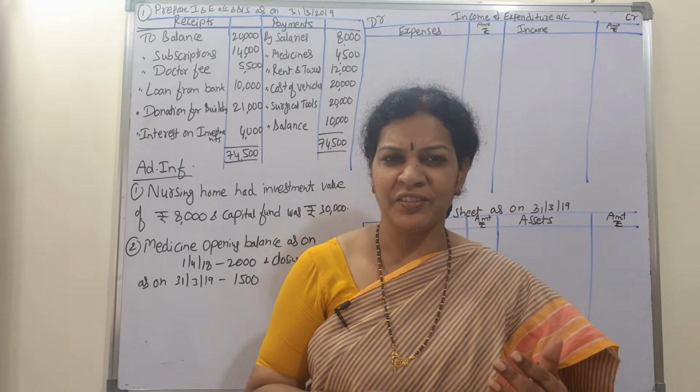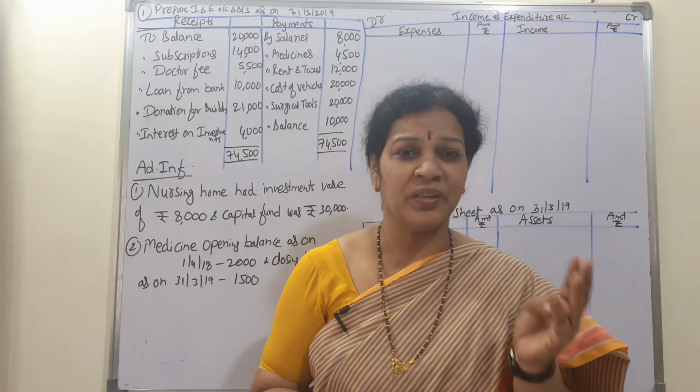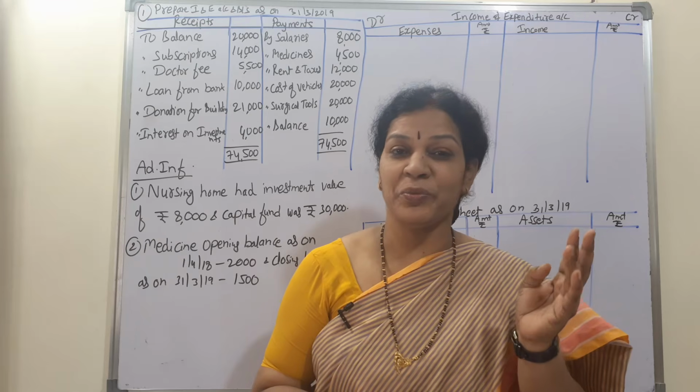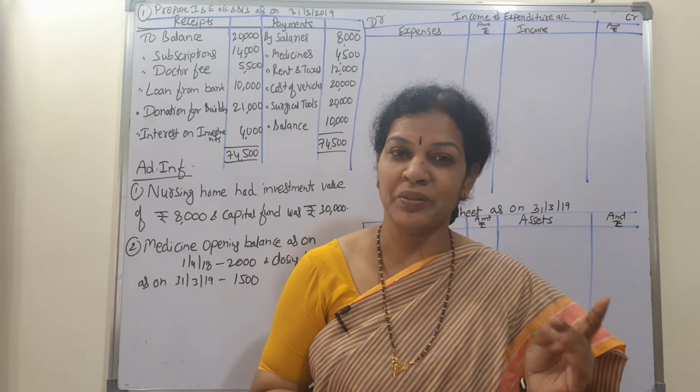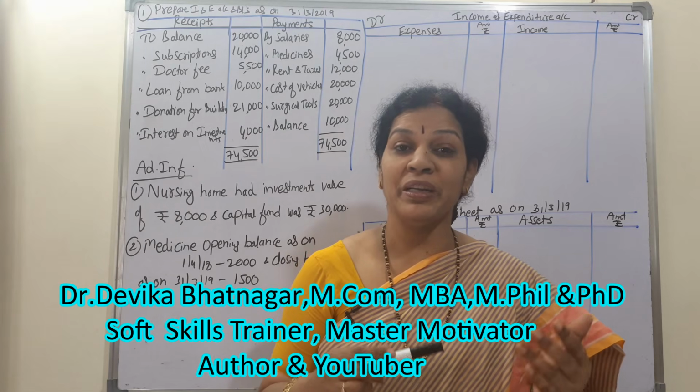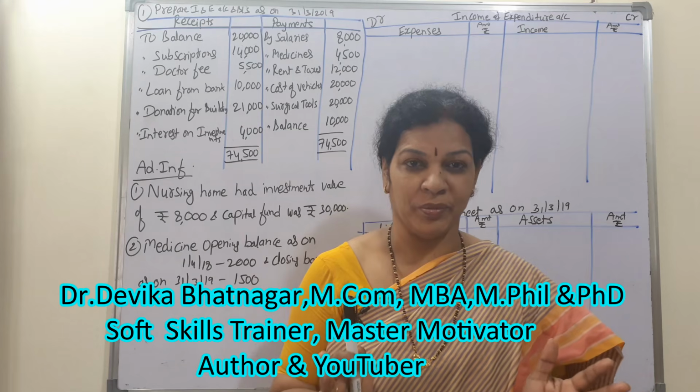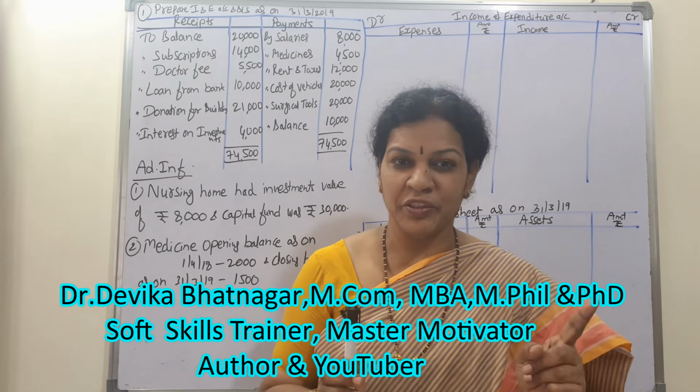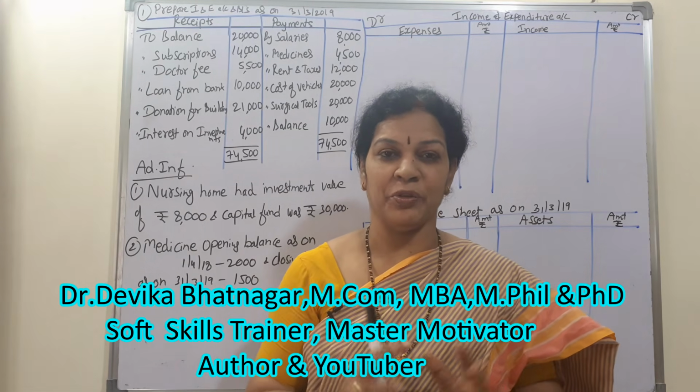In the previous classes we have seen what is a non-trading account, income and expenditure account, receipts and payment account, and also the balance sheet pro forma. Today we will work out a problem related to the non-trading final problem. We have to prepare the income and expenditure account and balance sheet together.